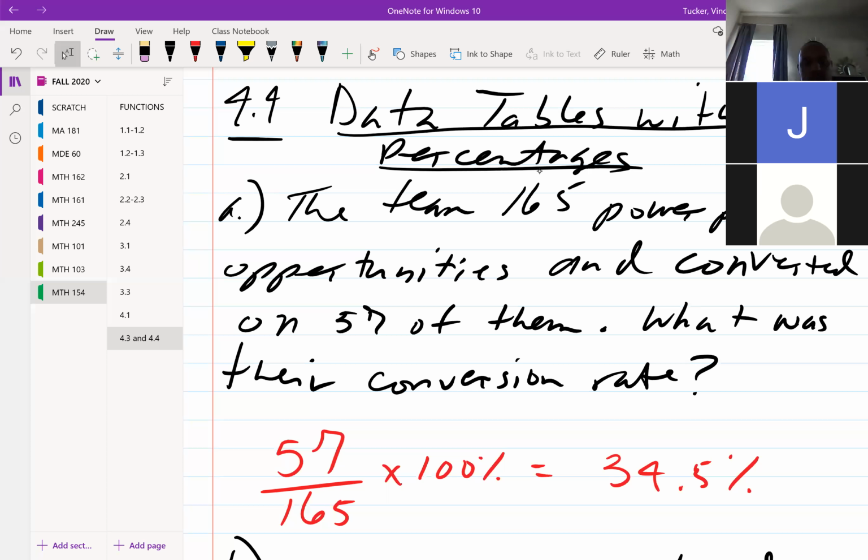So the team had 165 power play opportunities and converted on 57 of them. What was their conversion rate? So all you would do is take 57 and place it over the 165, multiply by 100%, and you get 34.5%.